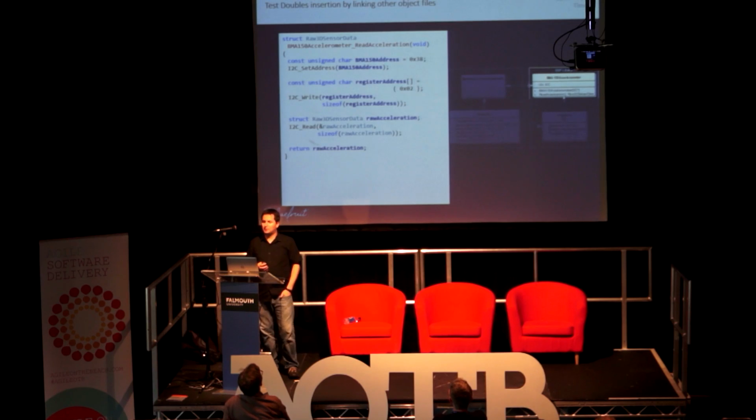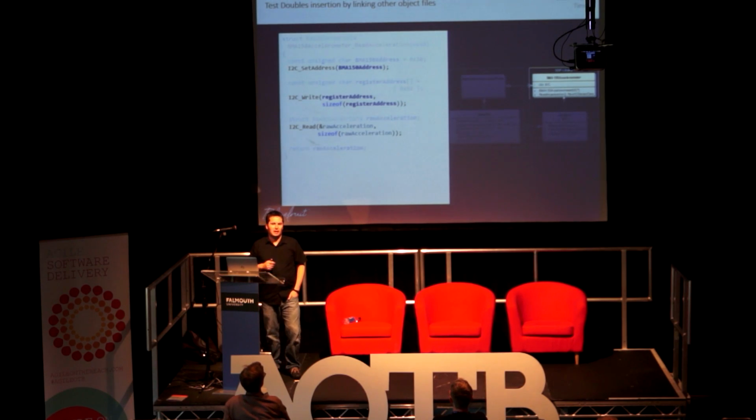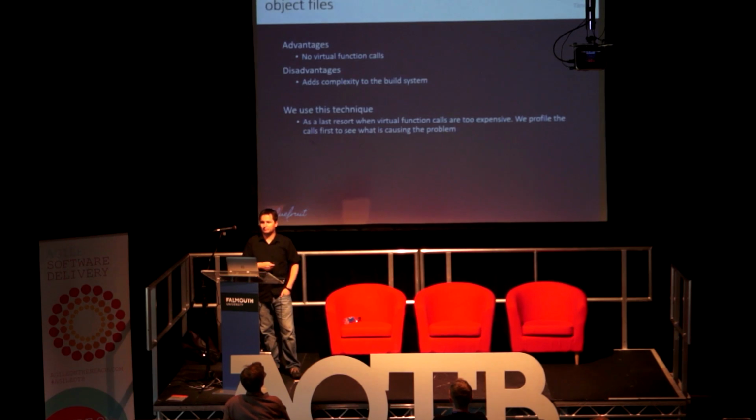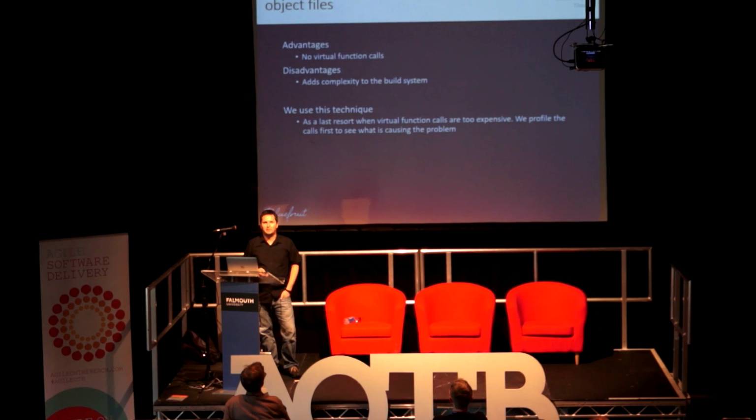As the dependency has been injected at link stage, there's no need to inject it in the actual code. So the system under test is able to call the dependency directly, and this means that there are no virtual function calls either slowing down or taking up code space or RAM. So inserting test doubles by linking other object files removes the need for virtual function calls in time-critical bits of the code, and it saves on that extra code space. It does, however, add complexity to the build system.